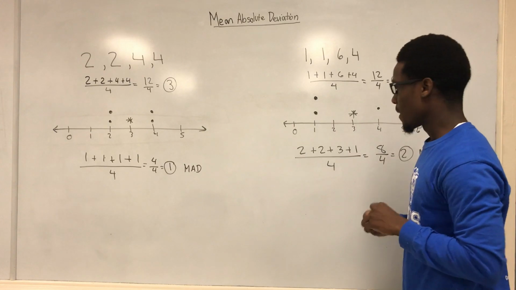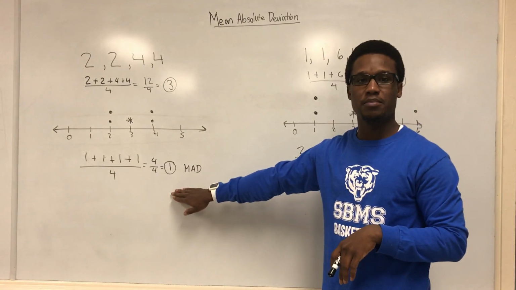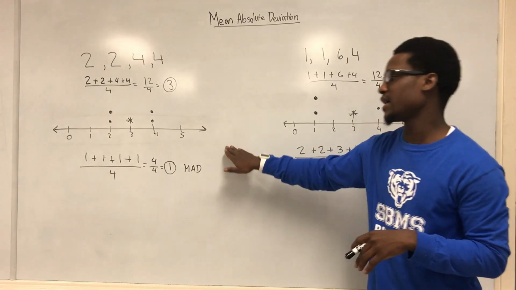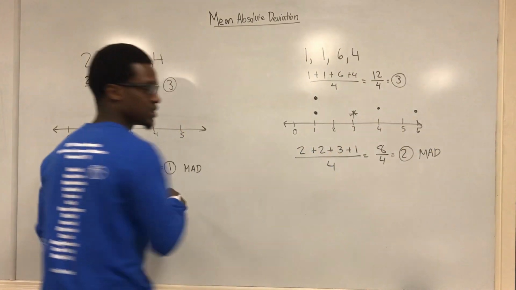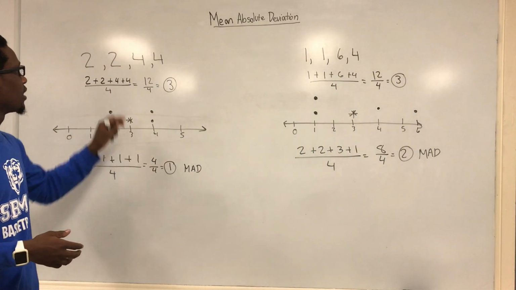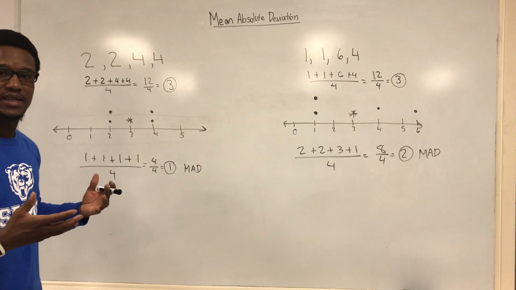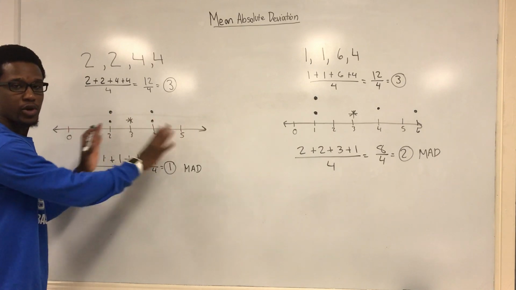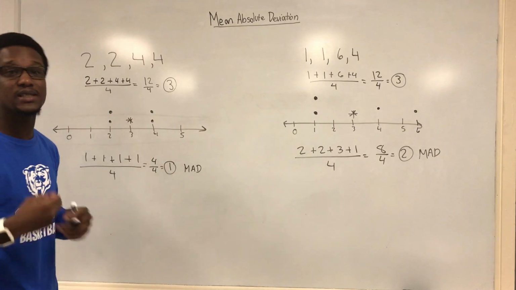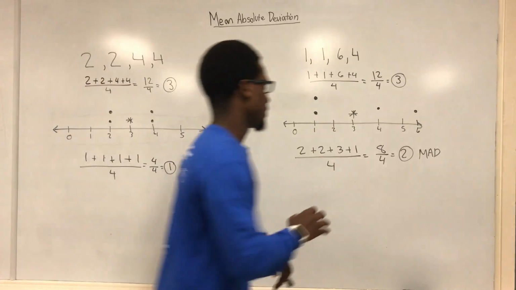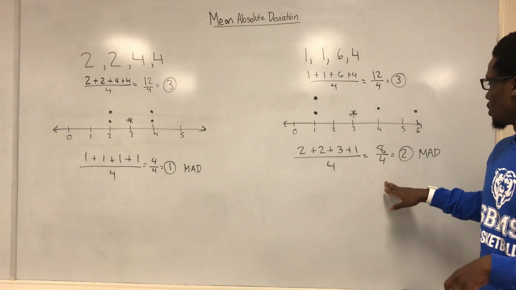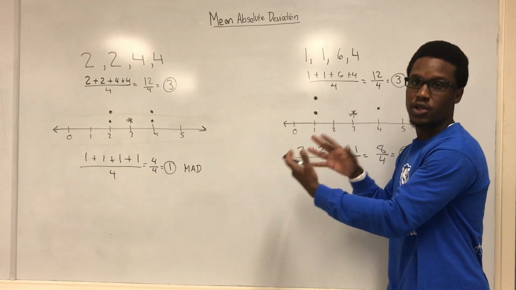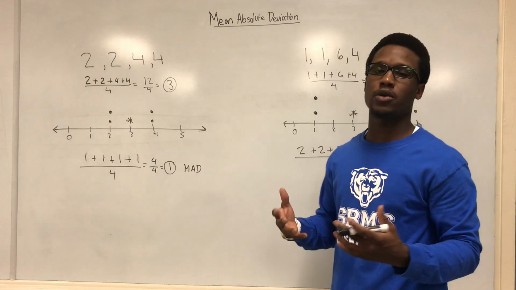Okay? So, as we can see, this has a smaller mean absolute deviation. This has a larger mean absolute deviation. If you look at the data, that makes sense because the mean absolute deviation is how far away our mean is from our actual data sets. So the lower the mean absolute deviation, less of a spread you'll have. It's less variable. But the higher the mean absolute deviation is, it means the more variable your data set will be. So let's think about real life.